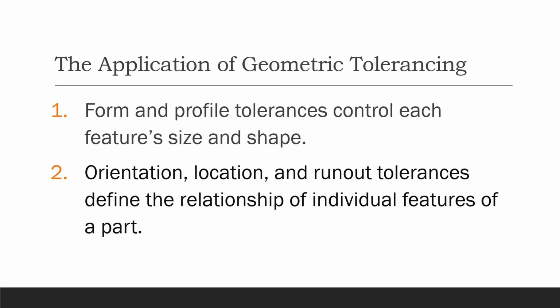Right now you may not be able to see it in your brain, but we can use common sense to understand the logic of the orientation, location, and rotation around 360, which is your Runout, circular or not. That's totally defined as the relationship of individual features of a part, okay?